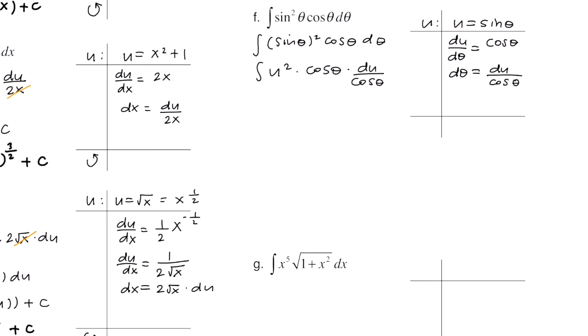So we plugged u in for sine theta right here, so you have u squared. This is the rigged part of the problem, so you just leave it there. And then d theta equals du divided by cosine of theta, so we put that here.